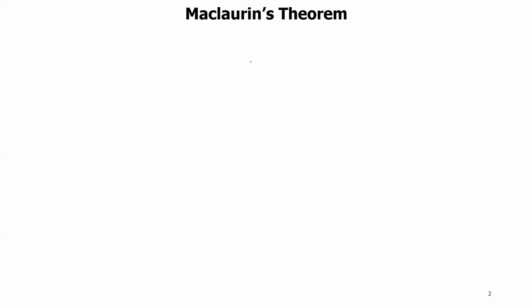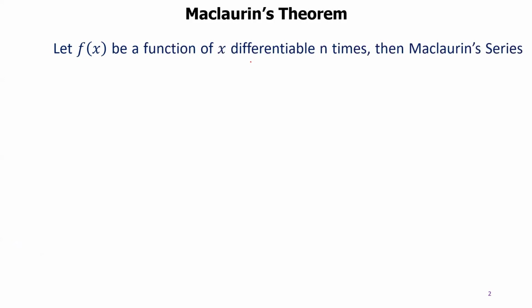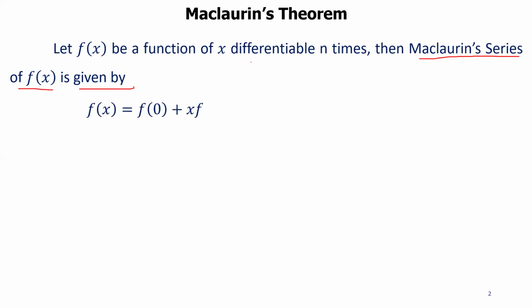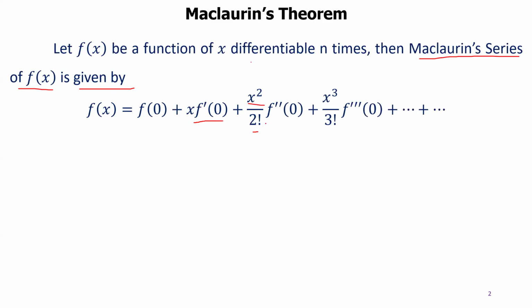In this lecture, we discuss Maclaurin's theorem. Sometimes it is also called Maclaurin series. Let f of x be a function of x, differentiable n times, then Maclaurin series of f of x is given by f of x is equal to f of 0 plus x into f dash of 0 plus x square upon 2 factorial into f double dash of 0 plus x cube upon 3 factorial into f triple dash of 0 and so on.